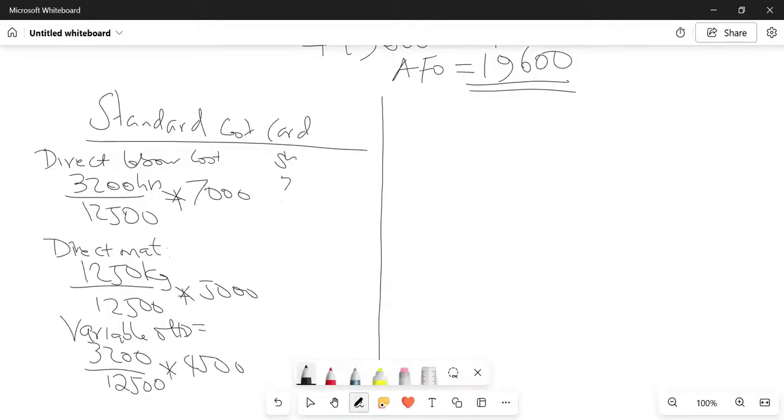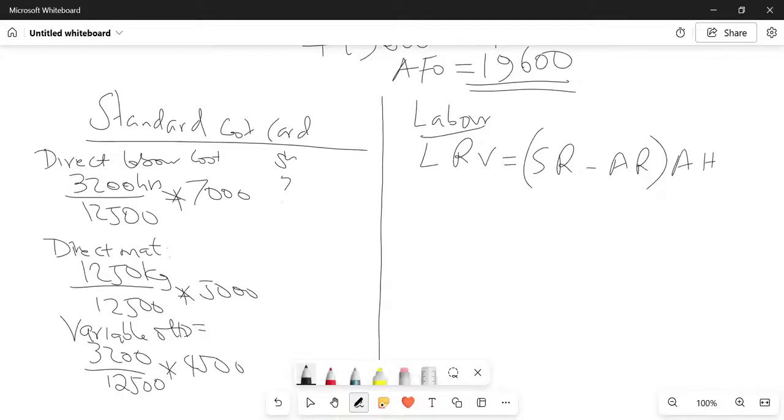Now, we can either begin with the material price, but when you look at this very well, they started with labor. So let's start with labor rate variance. Difference between how many rates? 2 rates. So we have the standard who? Rate minus who? Actual rate. Multiplied by what here outside here? AH. Actual hours.